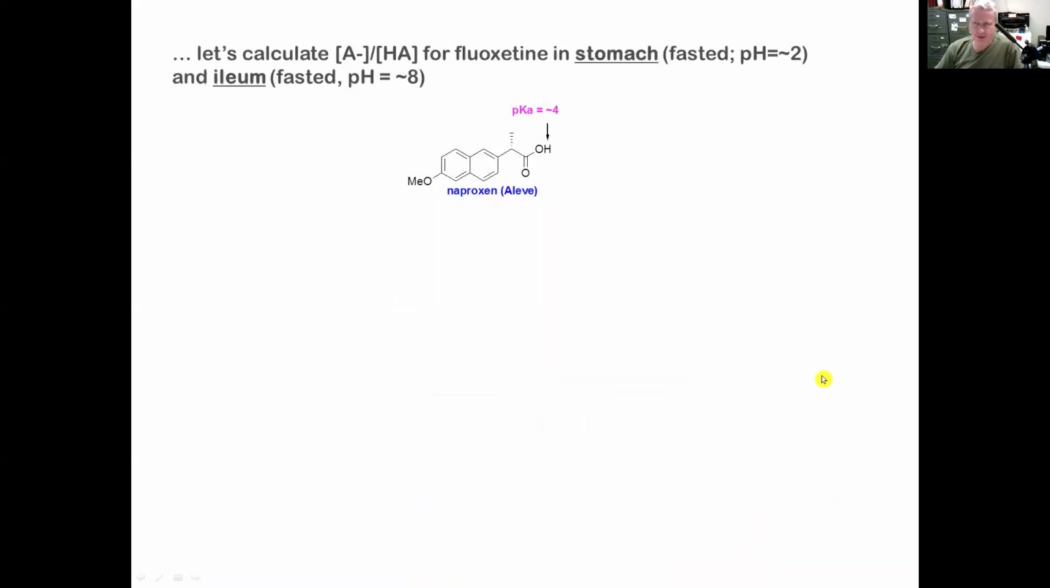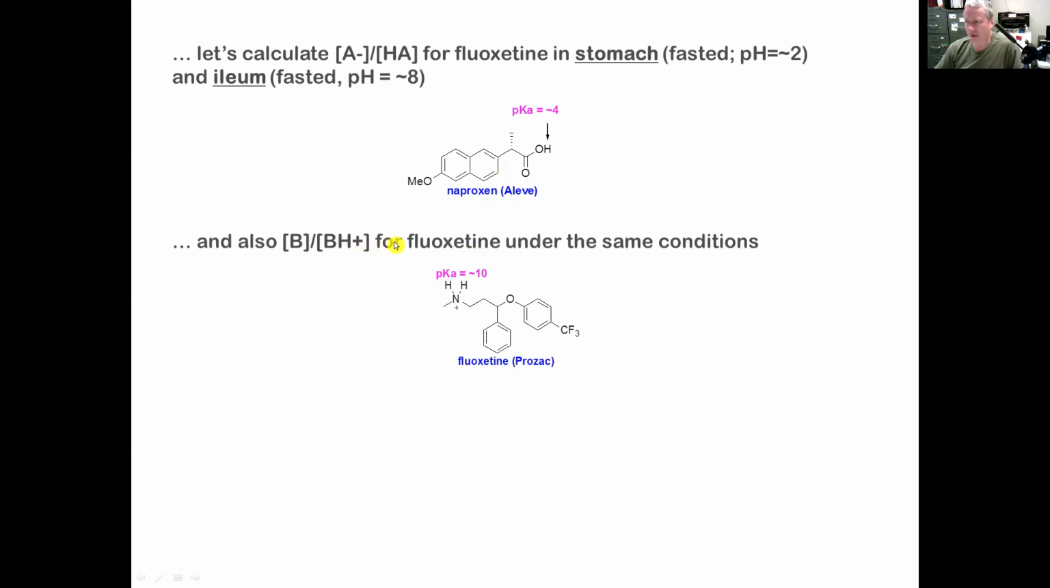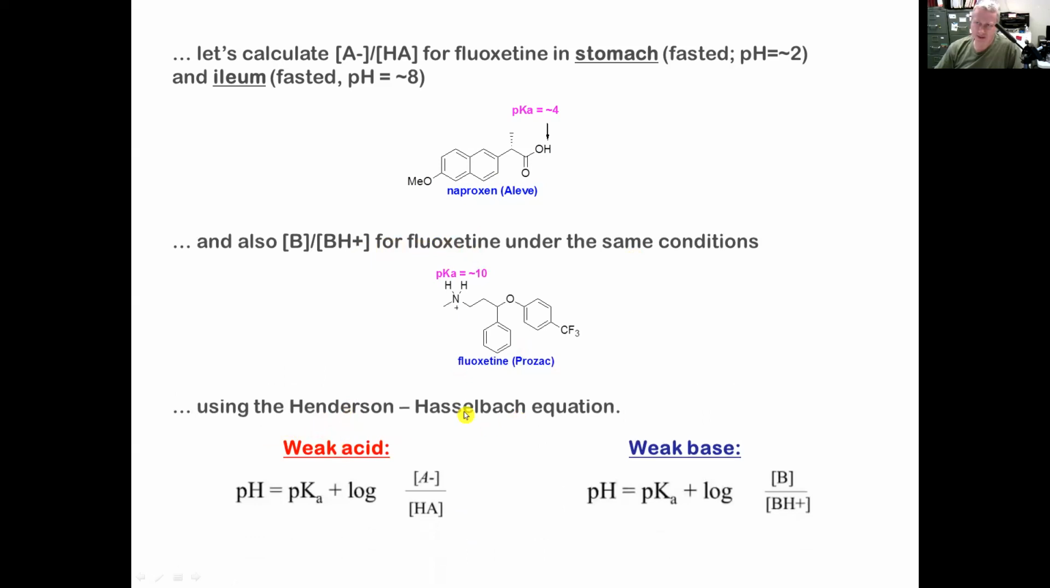So we're going to do a little calculation on my page. We're going to calculate the A- divided by HA for naproxen. We're going to do it in the stomach in a fasted state at pH roughly 2. We'll also do it in the ileum fasted state at pH roughly around 8-ish or so, okay? And then we're going to do it for fluoxetine, but it's a base, so we're going to use the different formula. I'll write it out on my page as we do it. Basically we're going to use these Henderson-Hasselbalch equations. All right, so let's do it.